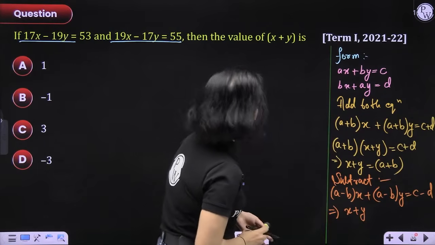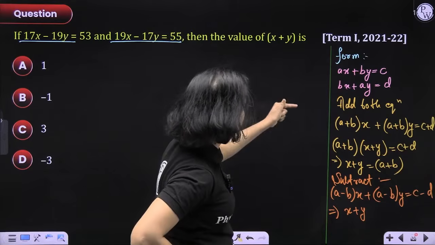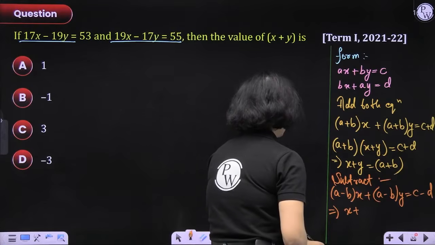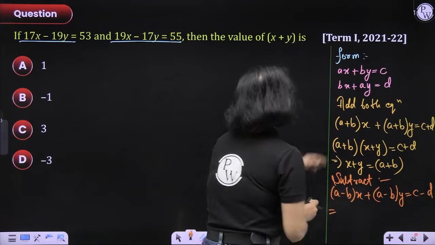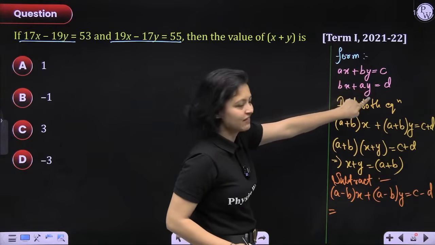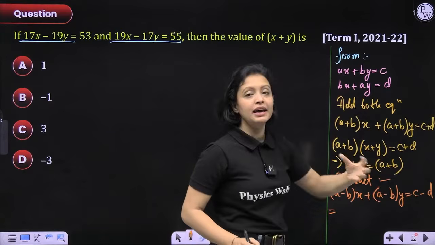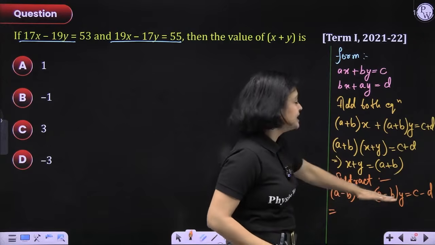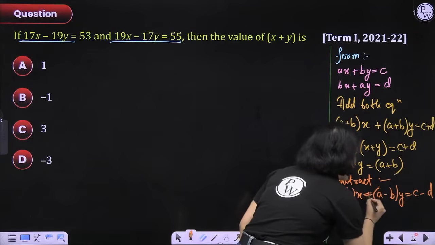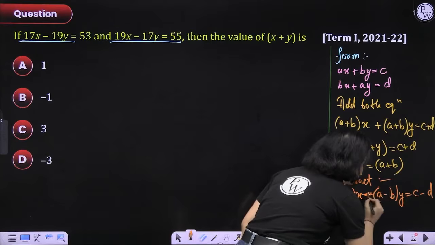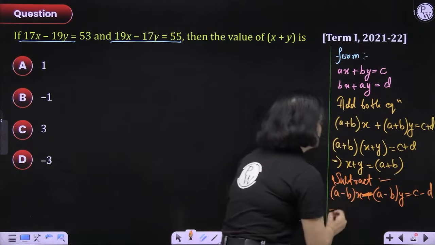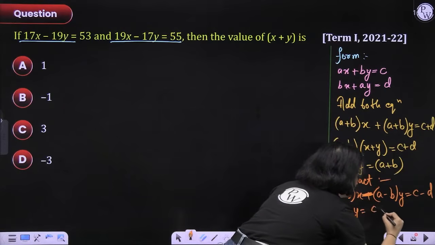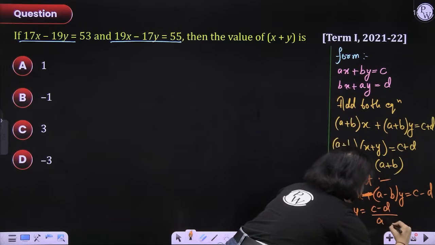Oh, wait. Did we do something wrong? A minus b. Oh, yeah. I'm so sorry, everyone. Let me rewrite this. Notice that this will be by minus ay, right? So by minus ay we will have (b minus a) into y. So I need to write it as a minus b. So for that, I'll have a negative sign here, right? I have taken the negative sign common here. So now what do we have? We have x minus y is equal to (c minus d) over (a minus b).